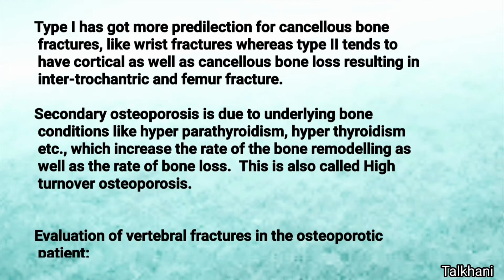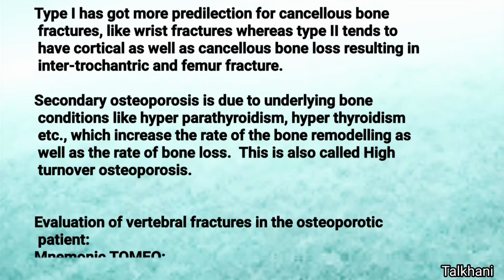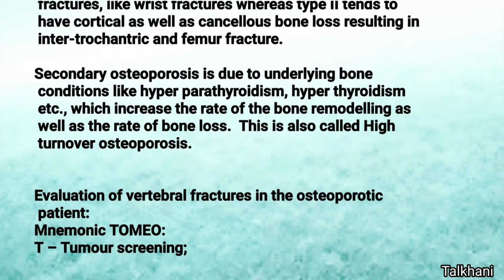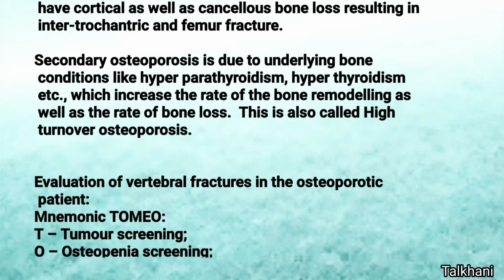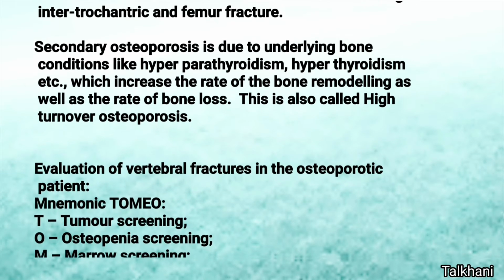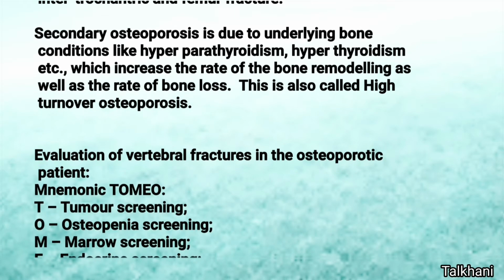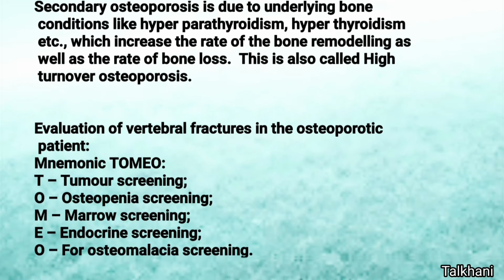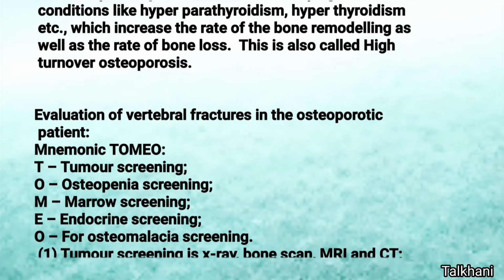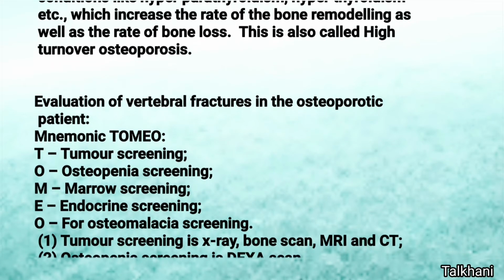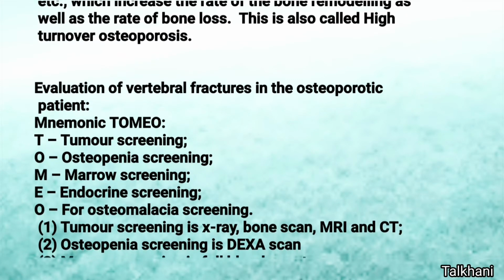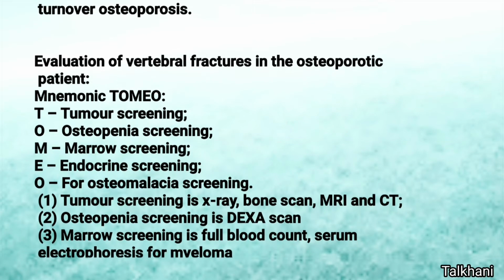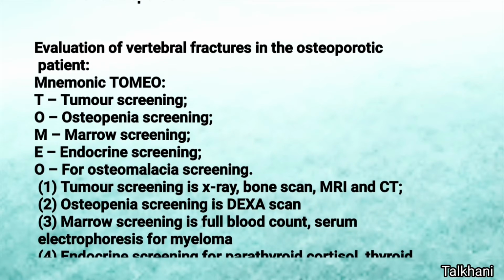Number 3. Marrow screening is full blood count, serum electrophoresis for myeloma. Number 4. Endocrine screening for parathyroid, cortisol, thyroid function, and diabetes. Number 5. Osteomalacia screening for rickets before making diagnosis of osteoporosis. So, TOMIO for osteoporosis in vertebral fractures. And please remember, primary osteoporosis is diagnosis of exclusion.